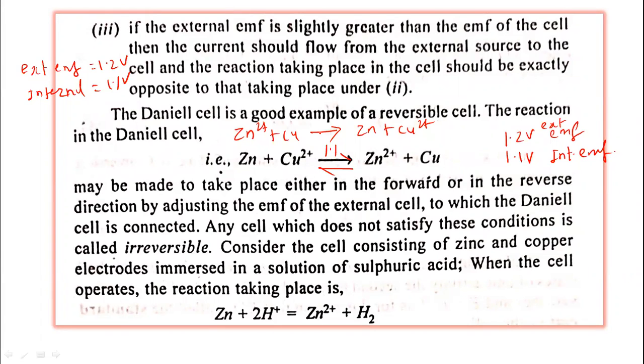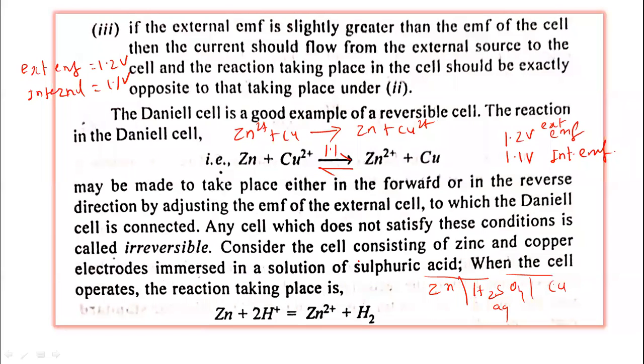Okay, for example, consider the cell consisting of zinc and copper electrodes immersed in a solution of sulfuric acid. Let us represent this. Zinc electrode dipped in the solution of sulfuric acid, and copper electrode dipped in the solution of sulfuric acid. Sulfuric acid is a common electrolyte here. This is the zinc electrode and this is the copper electrode. Now, is this cell a reversible cell?